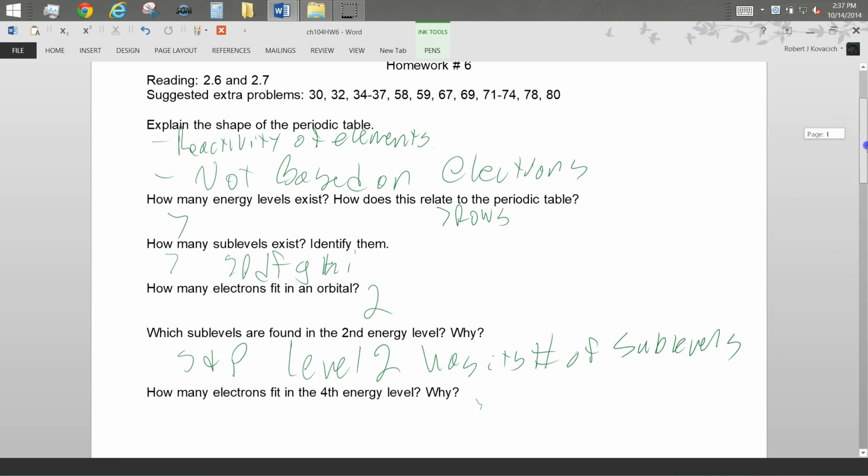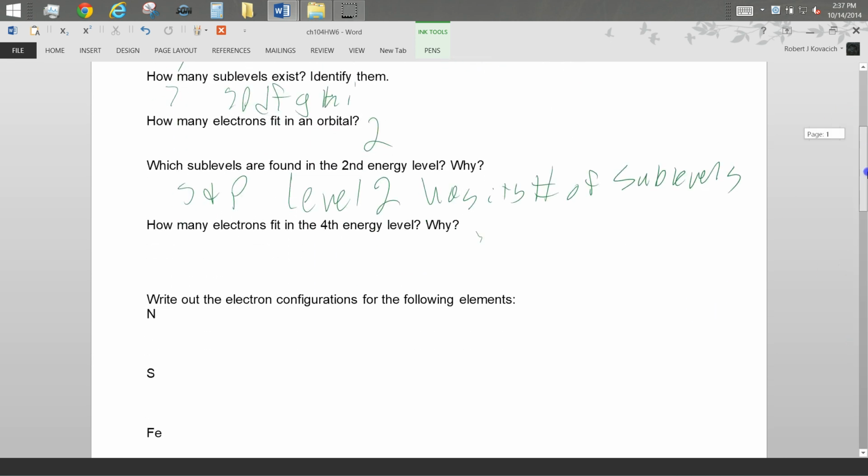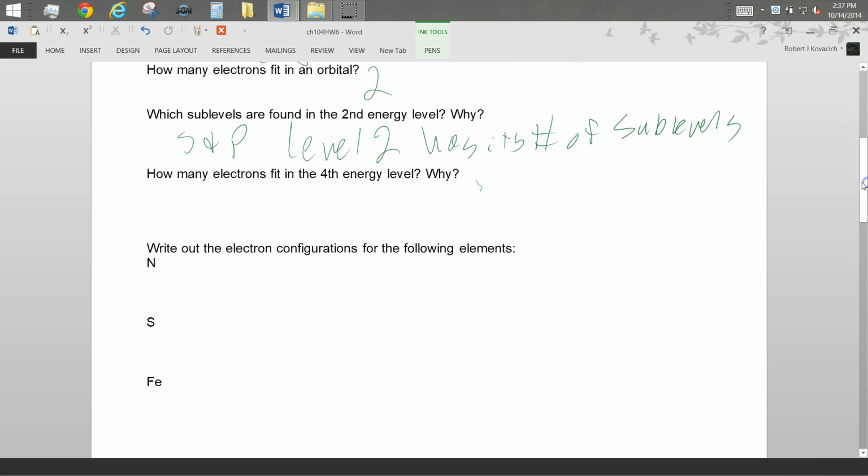How many electrons will fit in that 4th energy level? 32? 32 because it's S, P, D, and F, and this is 2, and this is 6, and this is 10, and this is 14. So these two things make 20, and then there's 30, and then there's 32.